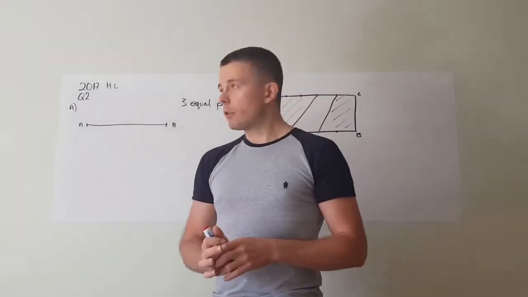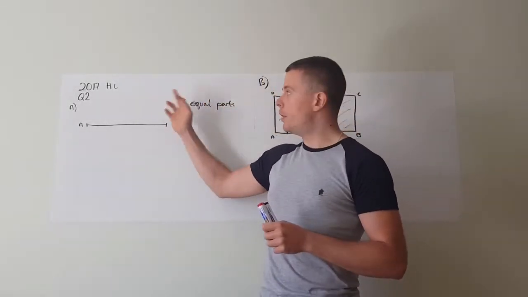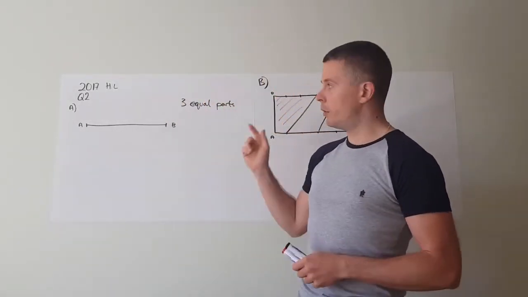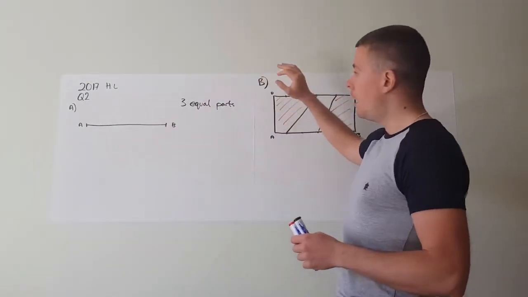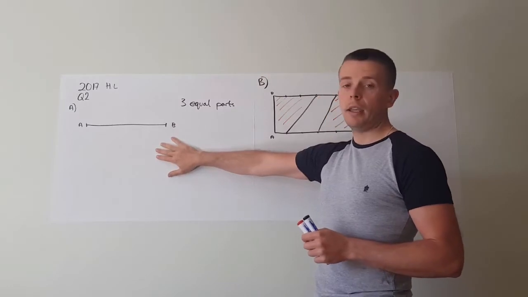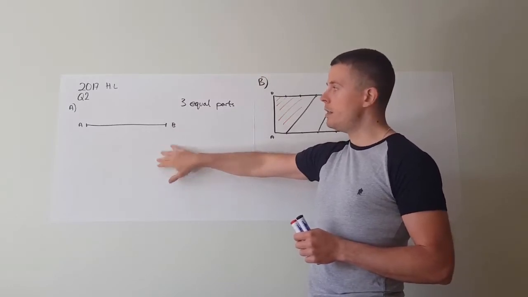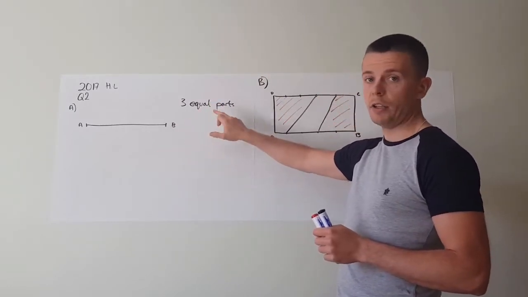Okay, so the next question that we're going to look at is from the 2017 higher level again, and we're going to start with question 2. There's two parts to this, an A and a B, and the first part is basically a line segment. We're given AB and we're asked to divide that line segment into 3 equal parts.